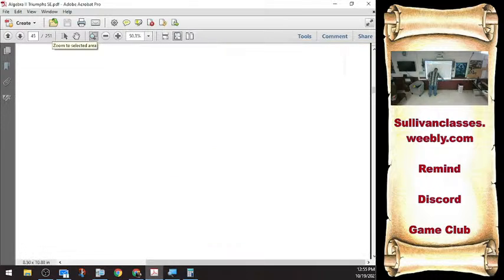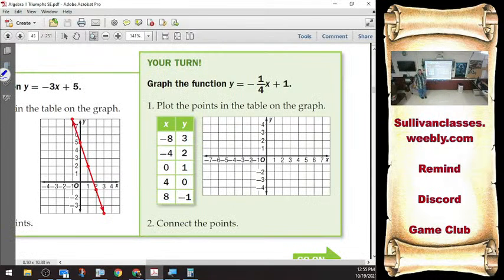So we come on down here. They already filled out the table for us. Nice and easy. Just plot points. So, -8, 3. Which direction am I going? -8. Up, down, left, or right? Going to go left 8 and maybe we can actually put that. Left 8 up 3.